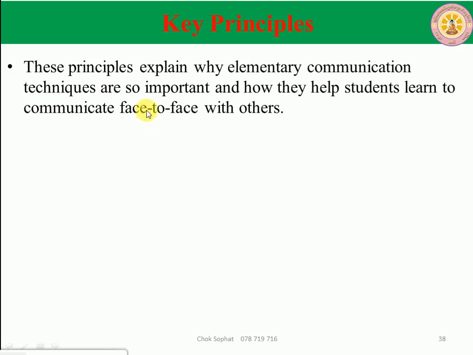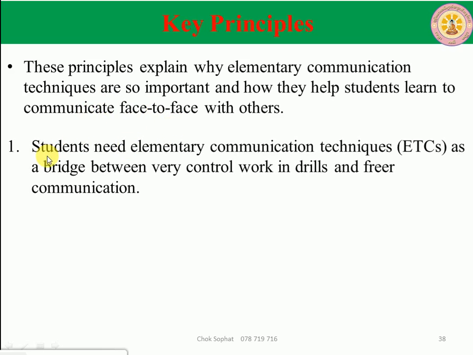There's a lot of English in the form of face to face communication in the class. Students need elementary communication techniques, ECT, as the bridge between very controlled drill work and free communication.